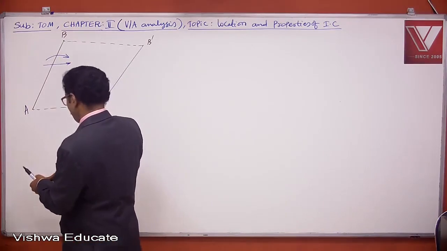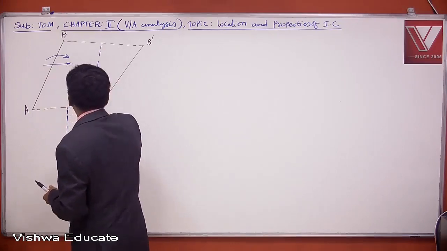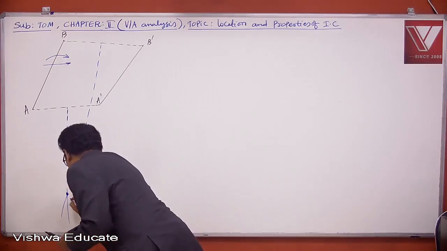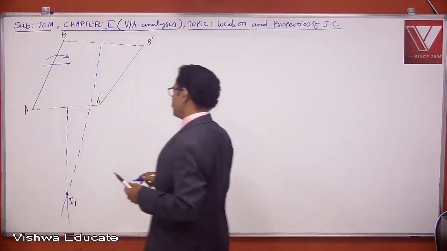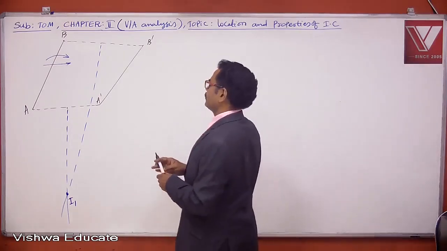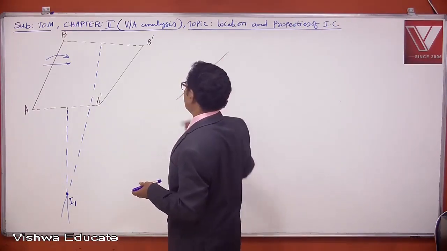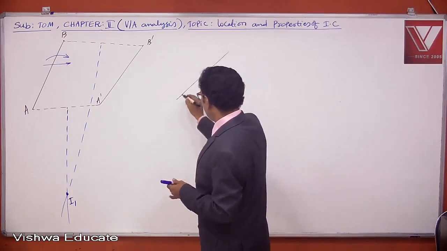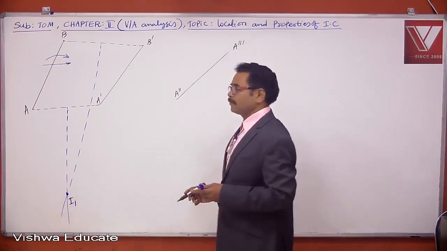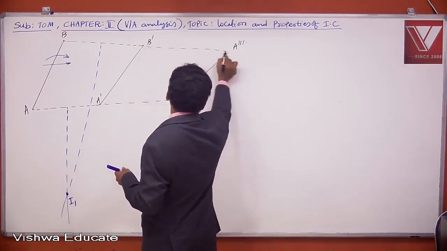Then you may draw a perpendicular bisector to A A dash and B B dash. So these two are intersecting at one point. You may call this point as I1. During the next instant, this link may move to another position and location, right? Maybe this is the location and position of the link after the next instant. I may call this point as A double dash, and this as B double dash. Now join again these two and these two, right?